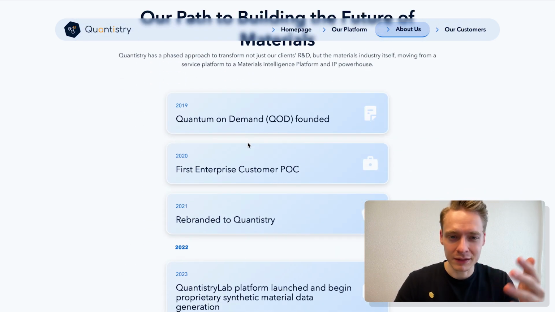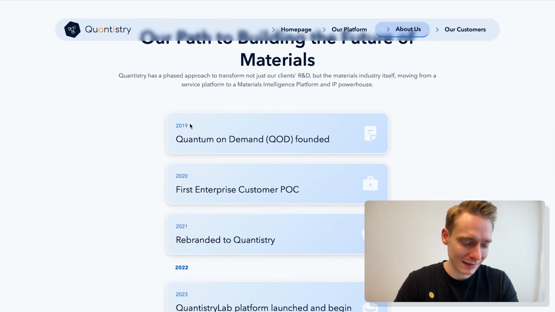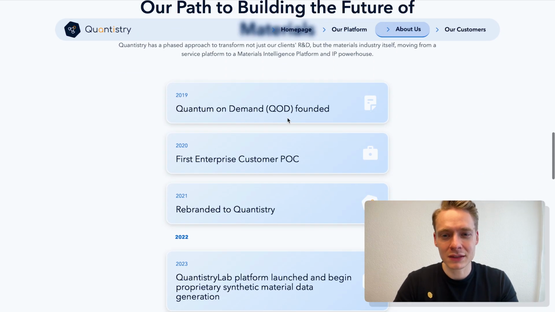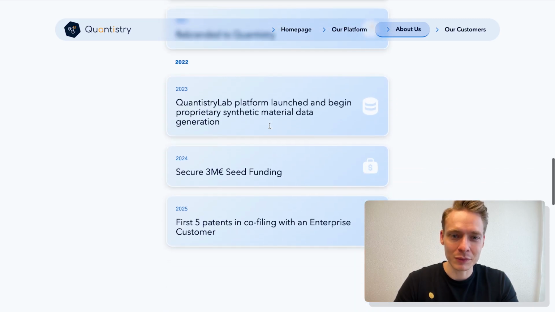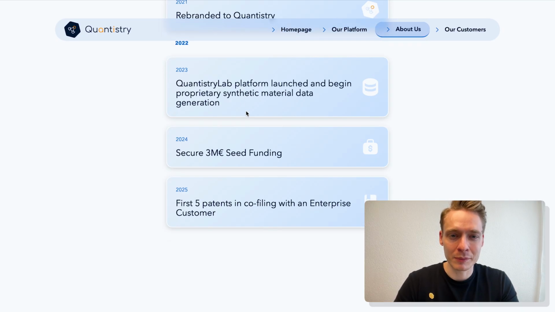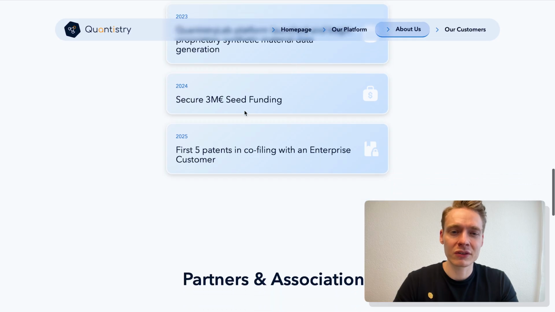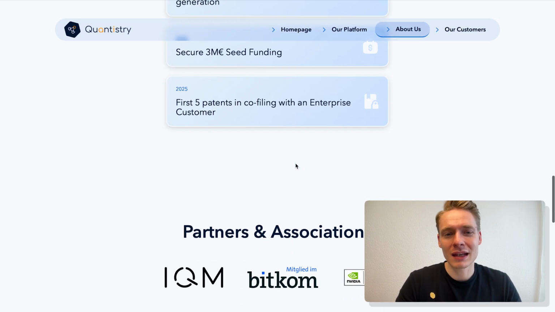And here's again a little, let's say, timeline of the company. The foundation was in 2019, back then as Quantum on Demand, QOD. Then in 2020, the first POC was delivered. In 2021, they rebranded. In 2023, the Quantistry Lab platform launched and began proprietary synthetic material data generation. In 2024, so last year, I'm recording this in 2025, but end of 2025, it will probably be delivered to you in 2026, they reached this 3 million seed funding, and in 2025, first patents and co-filing with an enterprise customer.